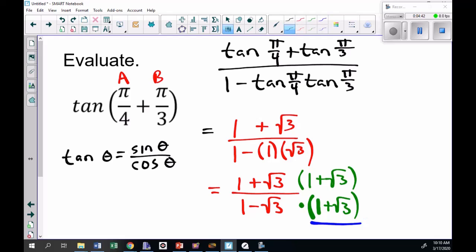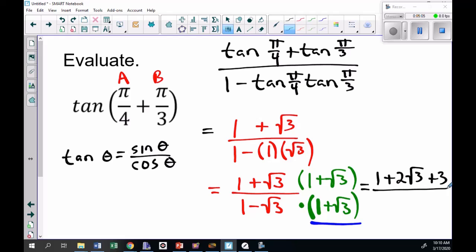I'm really regretting not figuring out how to make this board bigger, but we're going to actually simplify this. So 1 times 1, using FOIL, is 1. This is a perfect square, so I do know that the middle term is going to be 2 times the square root of 3, so it's just double. And then square root of 3 times square root of 3 is 3.